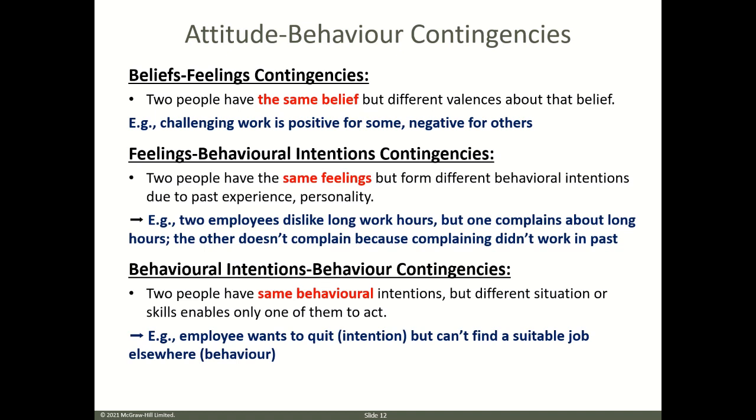The behavioral intentions and behavior contingencies. Two people have the same behavioral intentions but a different situation or skills enable only one of them to act. So the intention is the same but the situation is different. One person is skillful, the other is not skillful and doesn't have the skill to do this particular task. So one person will be willing to do it, the other may not be. Same behavior intentions, but one is ready, the other is not ready.